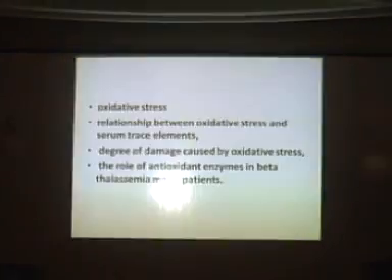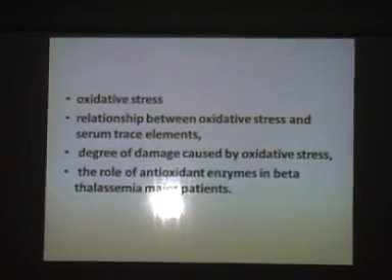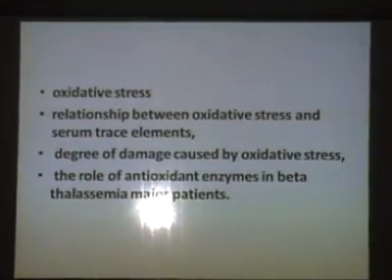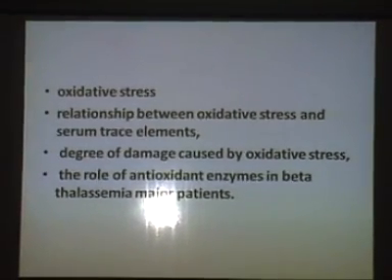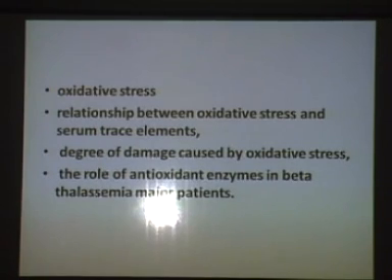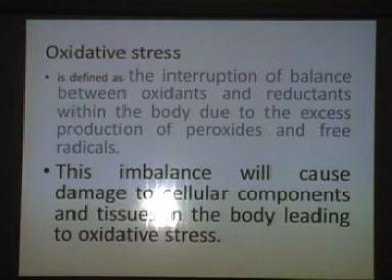Oxidative stress in patients with beta thalassemia. We talk about oxidative stress, the relation between oxidative stress and serum trace elements, the degree of damage caused by oxidative stress, and the role of antioxidant enzymes in beta thalassemia major patients.